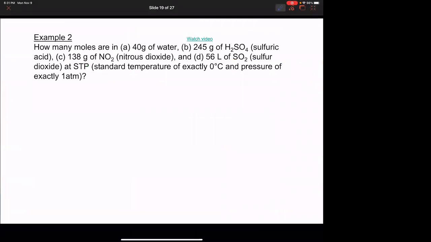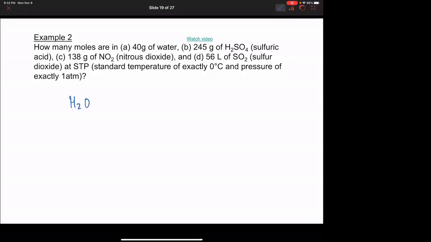All right, let's try one. So we're just going to do a little bit of a mole thing. Now, to understand, it says how many moles are in 40 grams of water? Well, water is made up of H2O. Now, you have to get out a periodic table.